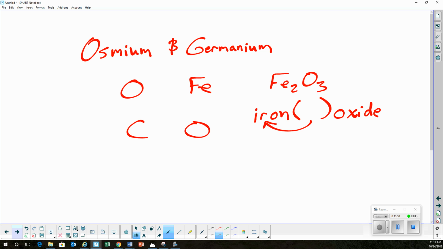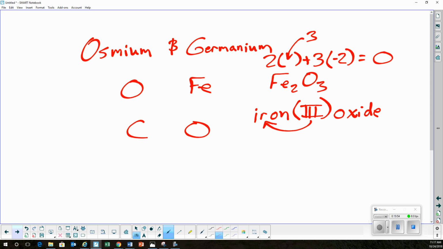So up here, we know we have 3 oxygens. Oxygen's a minus 2. We also know we have 2 irons. We don't know what the charge is. We know that has to add to 0. Well, I have to make each of them 6, right? Because the one's already negative 6. So that means this has to be a 3, right? Roman numeral 3, and I'm done.